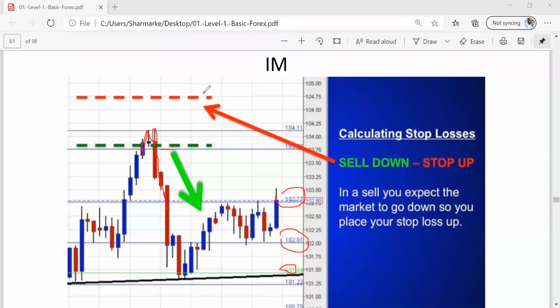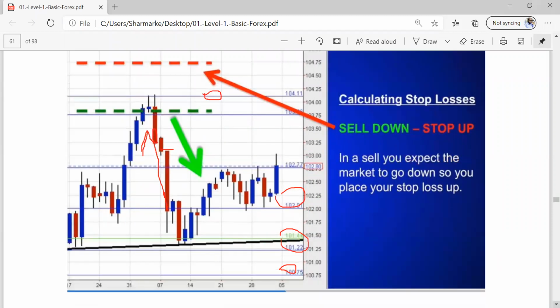So it's very important that you have your stop loss above the last market test. So in a sell, you expected the market to go down, so you place your stop loss up. Very easy. And then you have to think, how much are you going to risk? You should think, okay, if I wanted to profit X amount of money, I can afford to lose X amount of money. So that is the risk reward ratio, which is very important. Let me continue down.